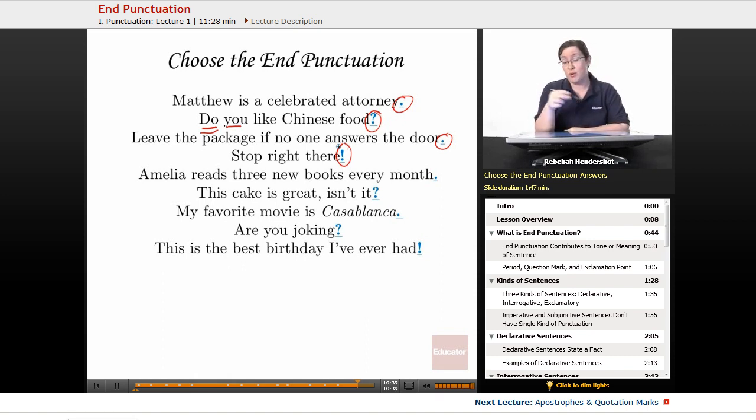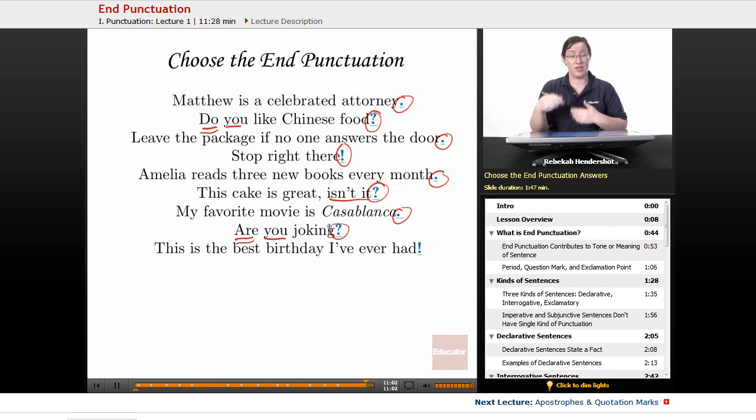Amelia reads 3 new books every month. That's a declarative sentence, so it ends with a period. This cake is great, isn't it? That isn't it is a question, so it ends with a question mark. My favorite movie is Casablanca, statement of fact, so it ends with a period. Are you joking? Once again, we have that inverted subject-verb order, and so it's a question, and it ends with a question mark.